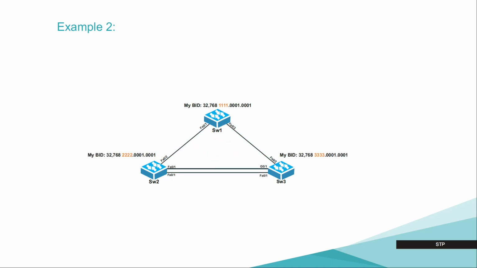So let's find the root bridge first. The bridge priority is equal on all the devices, so the MAC address will be the tie break. The lowest MAC address in our topology is switch 1's MAC address. In that case, switch 1 will be the root bridge. The root bridge switch interfaces will be designated forward and will have root cost 0.